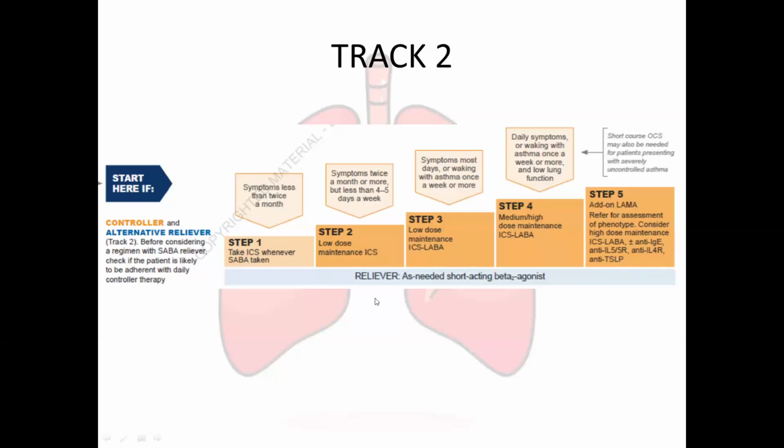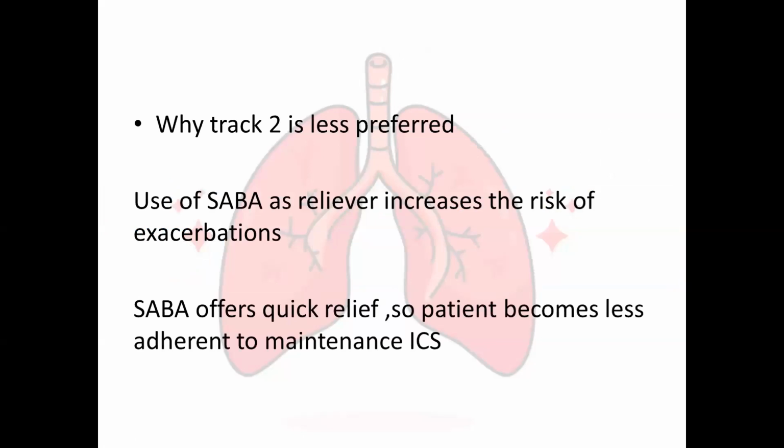So the point is, never ever use salbutamol alone in asthma. You always need to give an ICS containing inhaler so as to prevent future exacerbations and flare-ups.